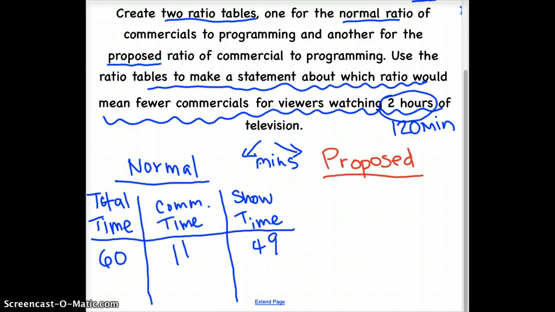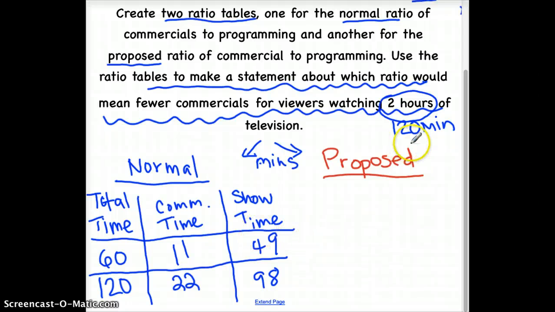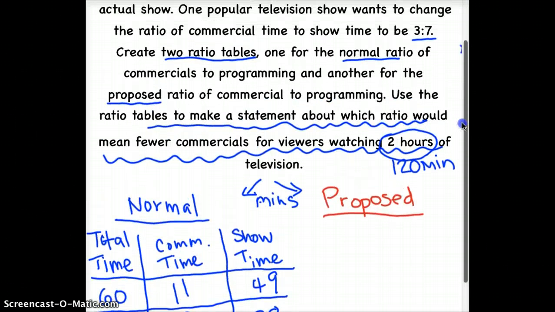Okay? Now, we need this to be 2 hours, so let's make an equivalent ratio to these, timesing each one by 2, because 60 times 2 will give me my 120 minutes, my 2-hour time. So 120 here. 11 times 2 is 22. 49 times 2 is 98. Okay, so I've created my equivalent ratio table. Now remember, I'm comparing these, so I must get something the same to compare. Otherwise, that'll be impossible to compare.